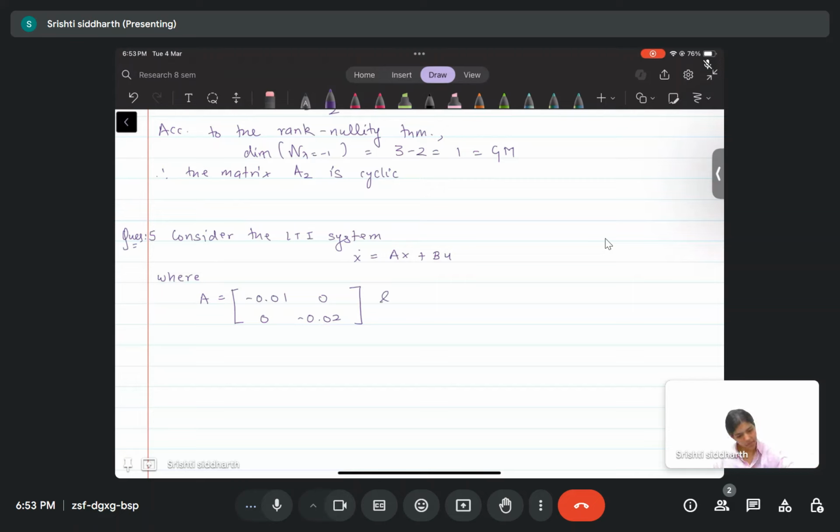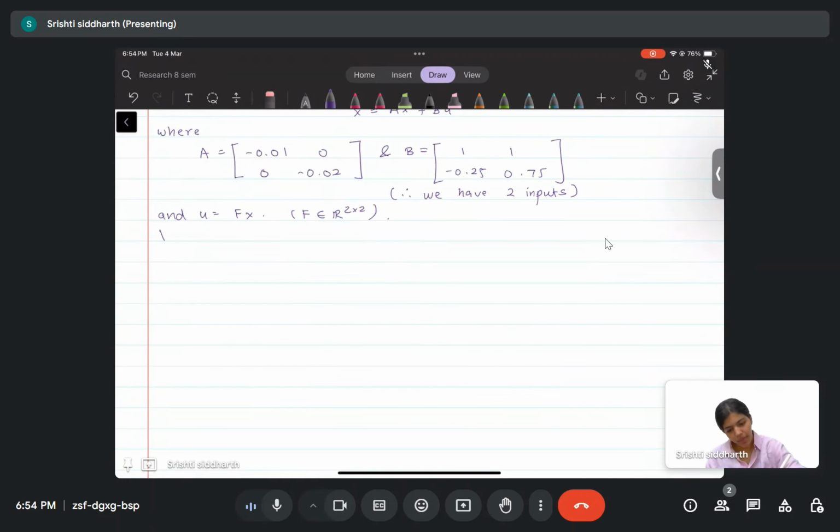And B is 1, 1, -0.25, 0.75. Therefore, we have two inputs, where the input is a state feedback. So this is u equals some matrix F times x. So therefore, F is going to be a 2 by 2 matrix.